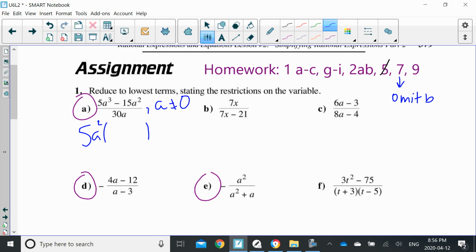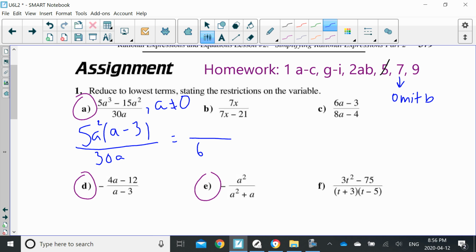You could factor out the GCF. What you'd be left with is a minus 3. In my denominator, I would have 30a. And from this point, I could reduce. So 5 divided by 30, if you type that in on your calculator, what you would get is 1/6. 5 goes into 5 once, and it goes into 30 six times. So that reduces to 1/6.